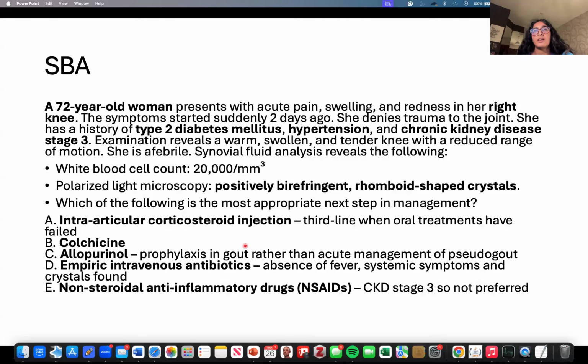Okay, so that's exactly it. So you're not going to be using corticosteroids immediately. We've not tried anything else yet. Allopurinol is prophylaxis in gout, has no role in pseudo-gout. Empiric intravenous antibiotics: you've not got any signs that this is something to do with septic arthritis. She's afebrile. NSAIDs, CKD, so we're not going to prefer NSAIDs. So colchicine.